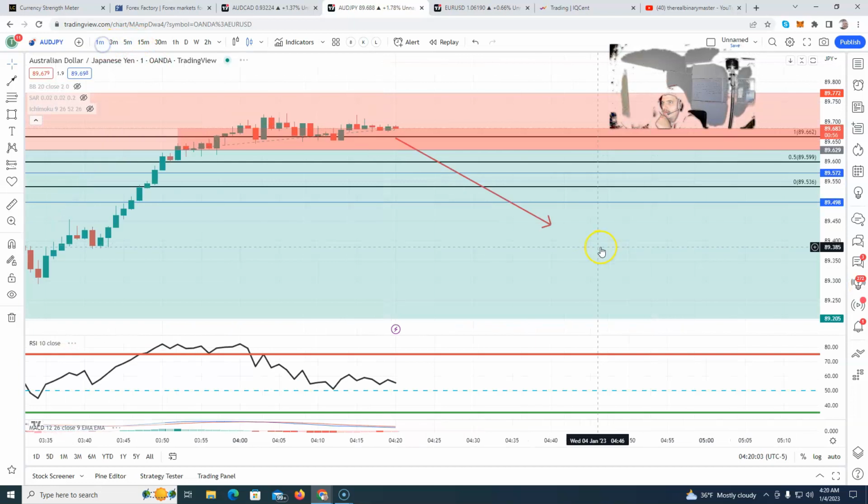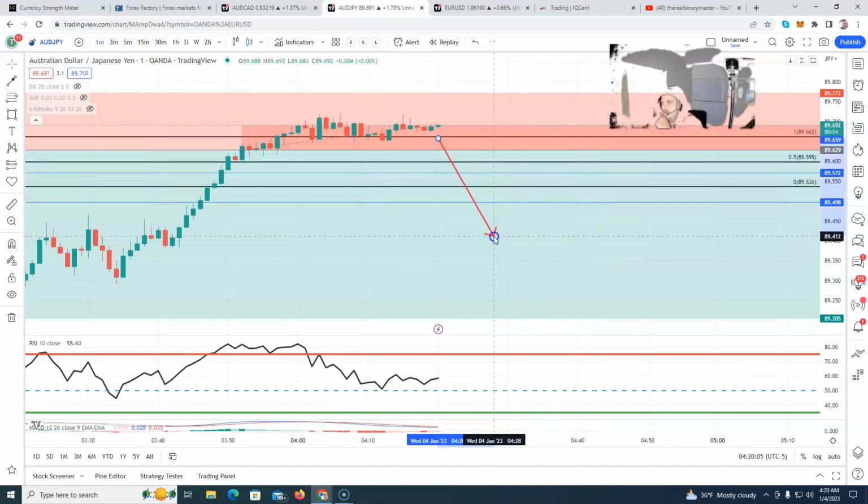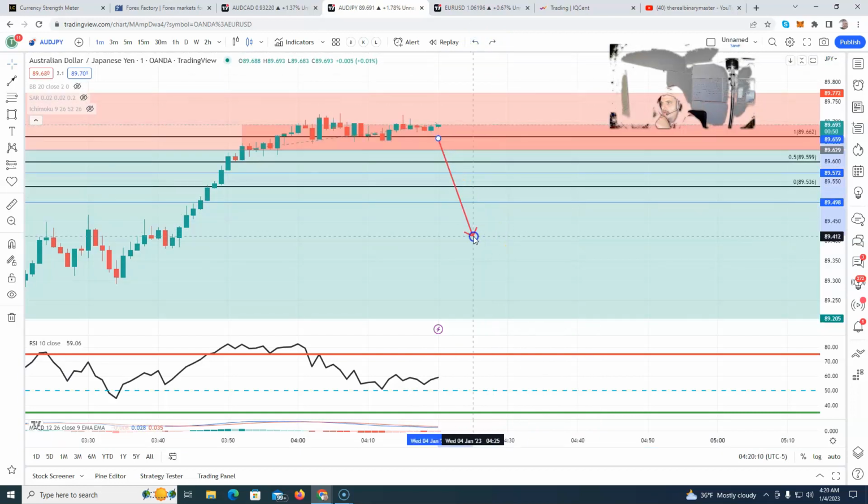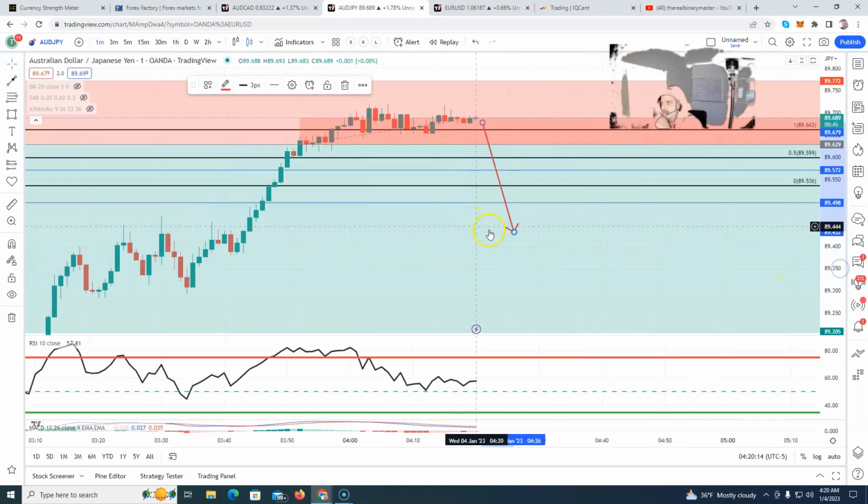Let's check that 1 minute. Looks like we're going to start to get it. Let's see if we can get a bearish engulfing candle on this candle here on this 1 minute time frame. Would be exactly what we're looking for.